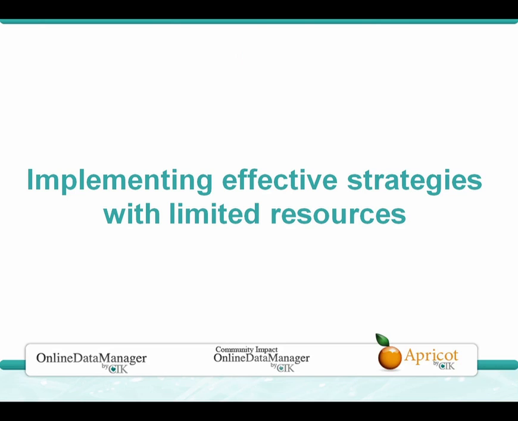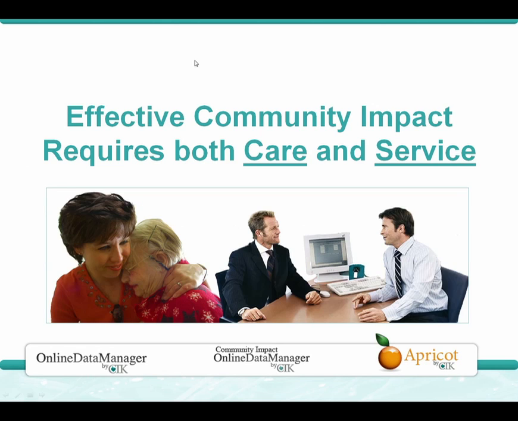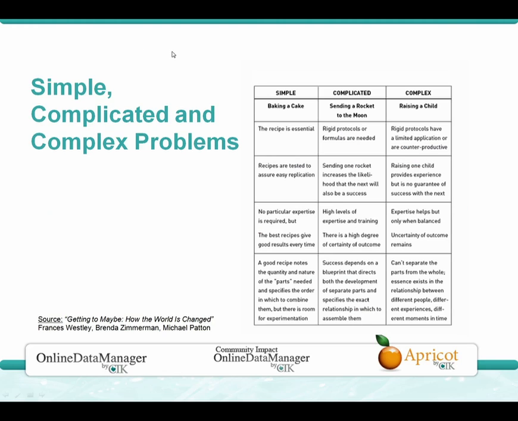So implementing effective strategies with limited resources. How do we begin to do that in today's world? And as I said, the issue is that effective community impact requires both care and service. Just funding the best services that we can and making sure that agencies and grantees are doing a great job is wonderful work, but it won't always achieve the results that we want in our community. It's not enough to build a strong service system. We need to also focus on care. And what care is when people are involved and people are sharing their gifts and are engaged in their community.